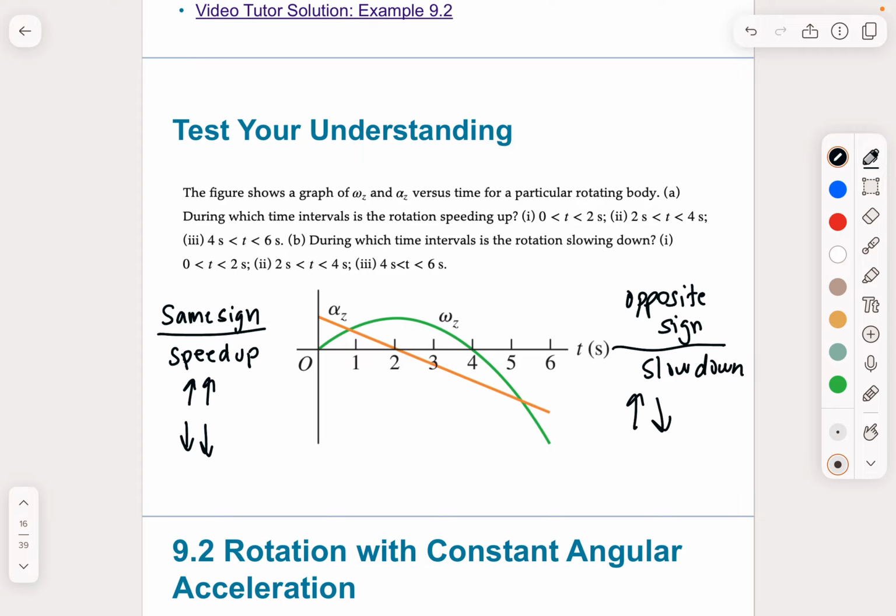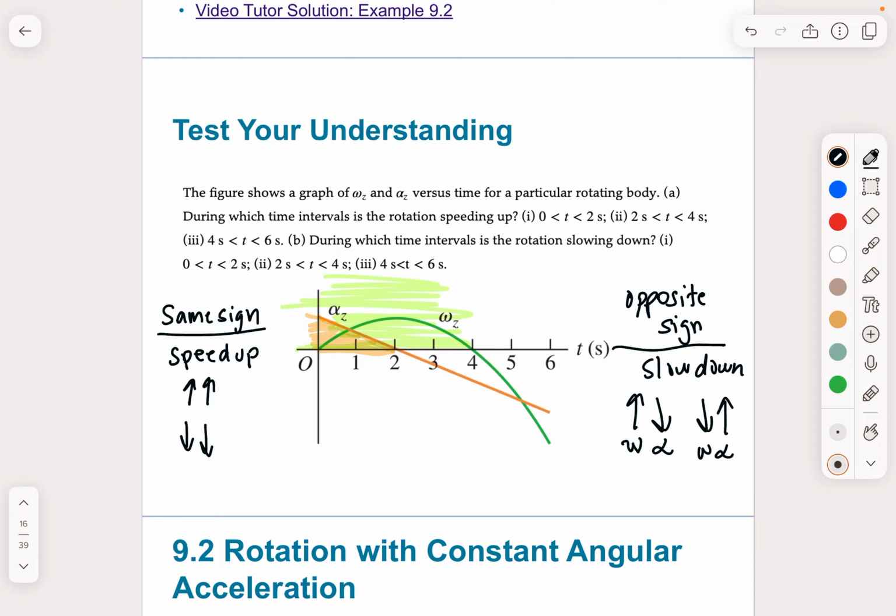No matter if it's a velocity vector pointing up and an acceleration pointing down or vice versa, right? So let's take a look. Where do we have opposite signs and where do we have same signs? So I'm going to highlight where we have positive. So here we have positive alpha, I should say. And where do we have positive omega? Positive omega exists in this area. So wherever we have an overlap is where we have same sign.